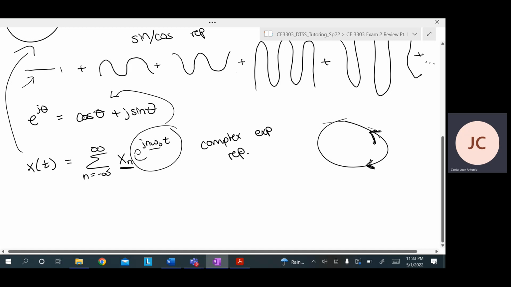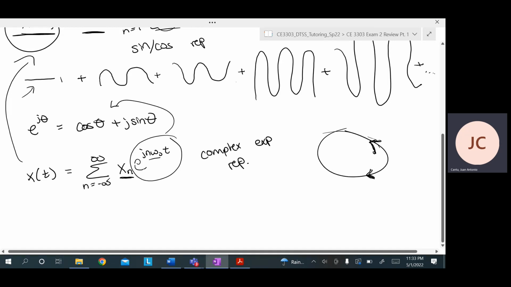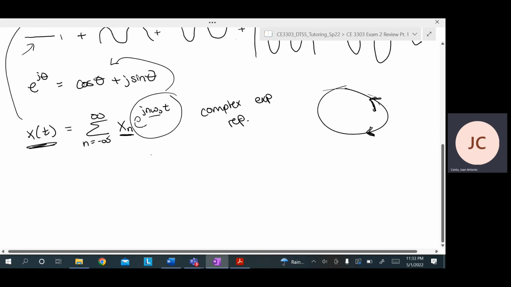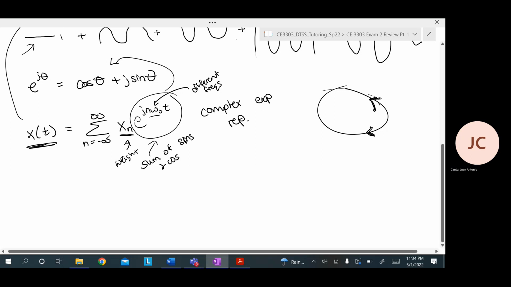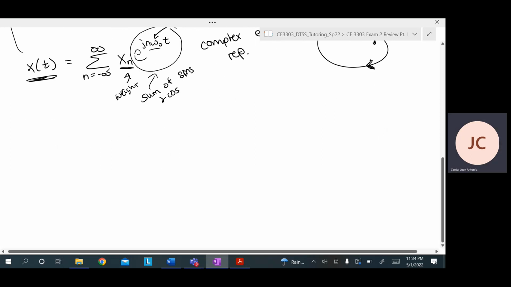All you've got to do is think about these complex exponentials as another way of representing cosines and sines. So this is still stating that any periodic signal, x of t, is being represented as a sum of sines and cosines, and this is the weight. Okay, and of course, n times omega naught are the different frequencies of those sines and cosines. Okay. So this is also called a Fourier coefficient. It is just a different form of it.